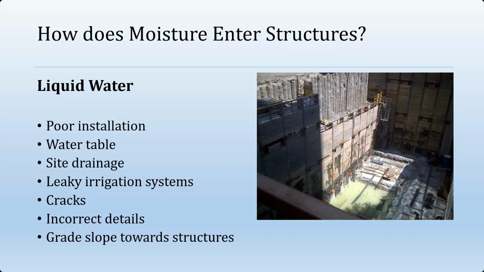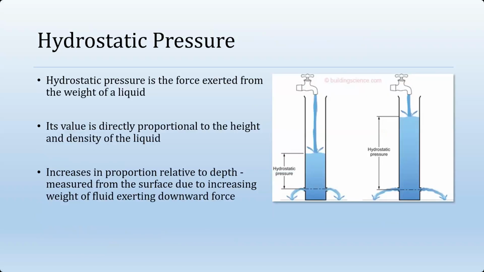We always want to make sure that the grades are always sloping away from a structure. If it's inevitable that the grades are flat or even slightly sloped towards a structure, it's not an ideal scenario. It can be dealt with, but it's something that can produce pretty dramatic results, as we will soon see here. Cracks in the foundation, incorrect details, these are all conditions that might lead to how moisture enters a structure.